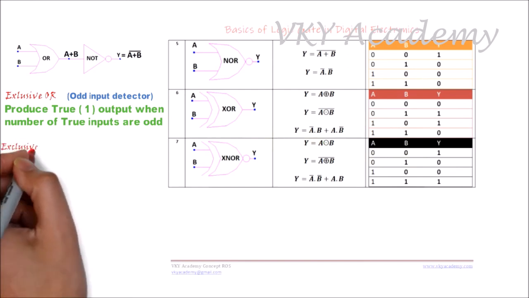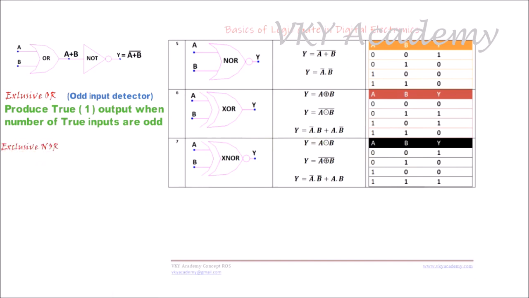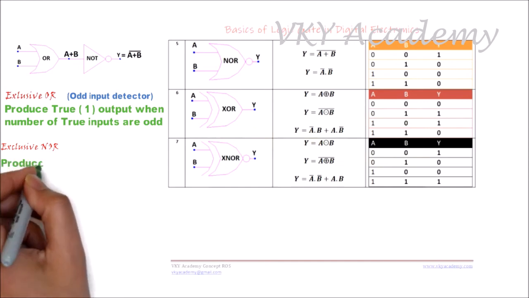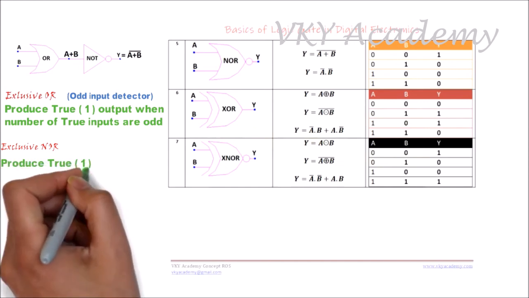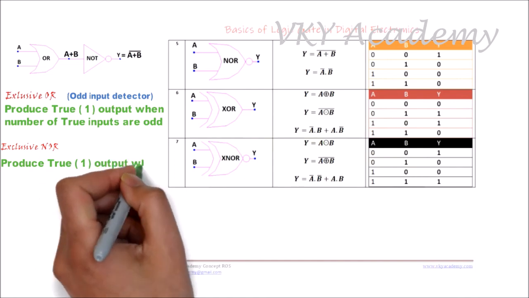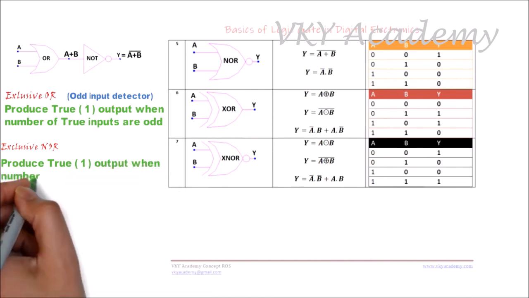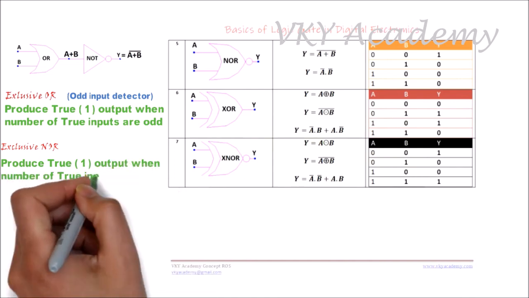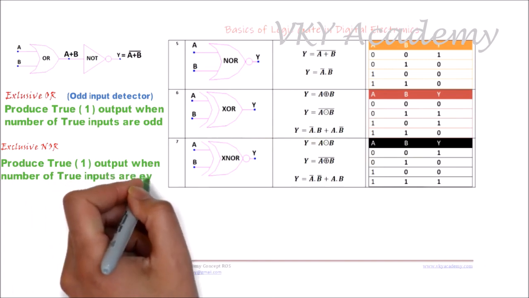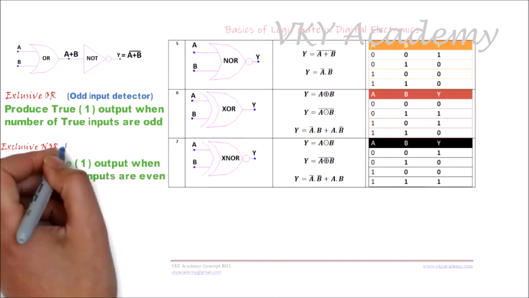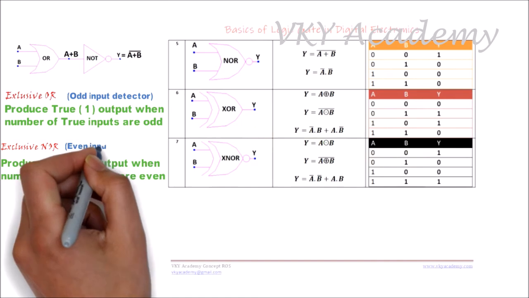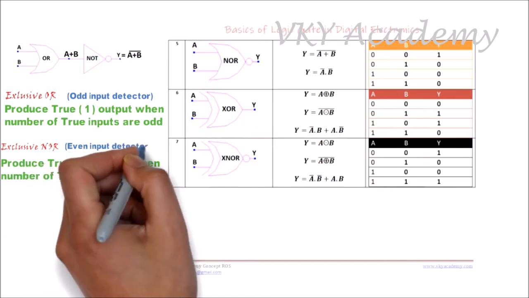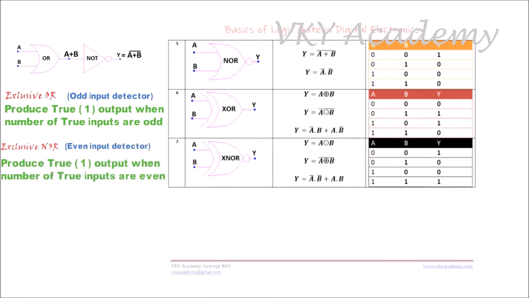Similarly, an exclusive NOR gate can be constructed by connecting a NOT gate at the output of the XOR gate. The exclusive NOR gate produces a true output when the number of true inputs is even, as shown in the first and fourth rows of the truth table. The Boolean equation for the exclusive NOR gate is Y is equal to A complement dot B complement plus A dot B.